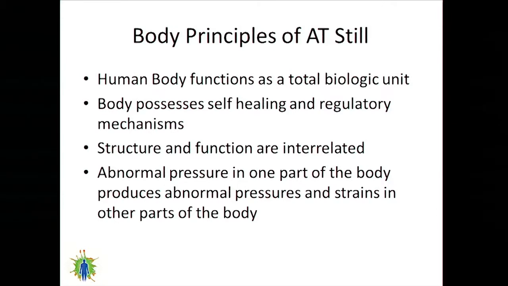So the human body functions as a total unit. The body possesses self-healing and regulatory functions. Structure and function are interrelated. And abnormal pressure in one part of the body produces abnormal pressures and strains in other parts of the body. He was talking about this in the 1800s. Now we're looking on a molecular level to say, yes, abnormal pressure on one cell produces pressures and strains down into the nucleus, which goes on to the next cell. And we're seeing exactly what he was talking about.